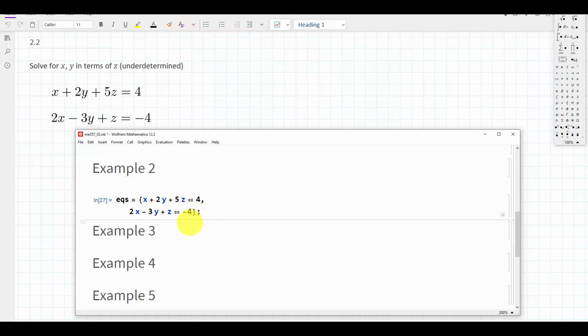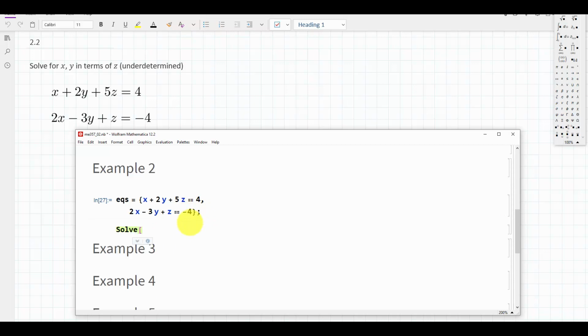And I can use that same Solve command I used in the previous example. So I give it the list of equations I want it to use. And now it's important here I tell it what to solve for. I am giving it the list of variables to isolate on the left-hand side. I only have two equations, so I can only put in two variables here. Well, it'll be x and y.